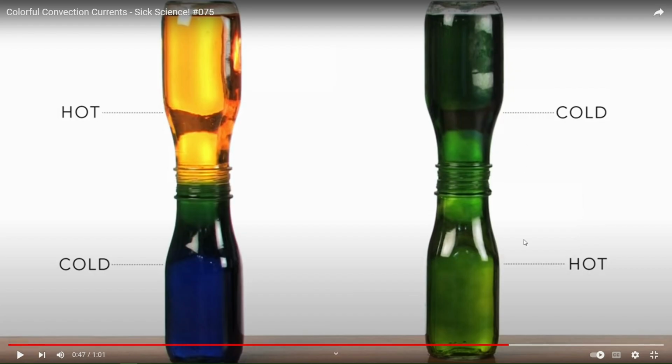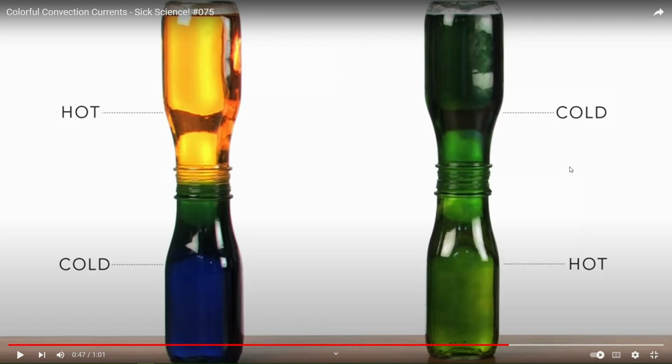You can see here from this image that hot material, in this case hot water, wants to stay up and cold water wants to stay down. So if you put hot water on the top and cold water at the bottom, there's no current. They won't move because they're already in the place they want.